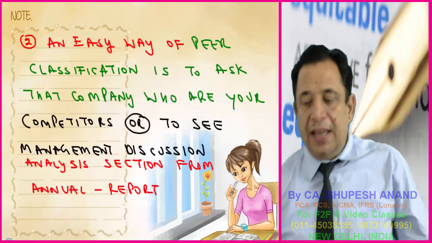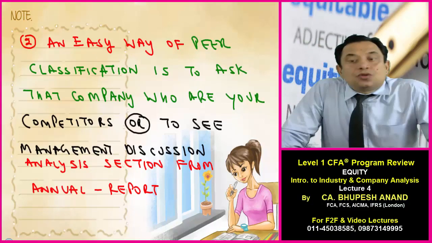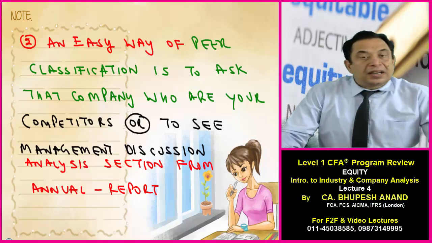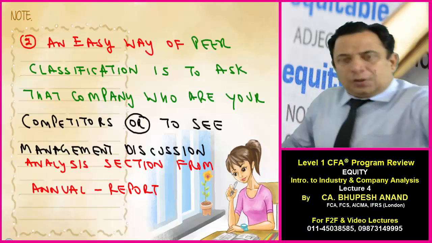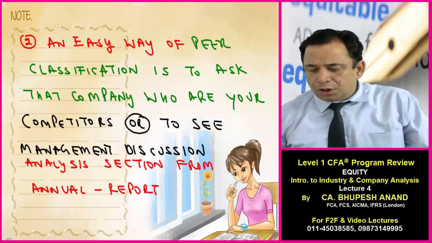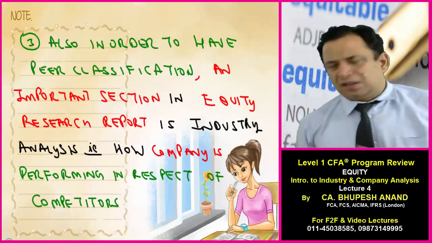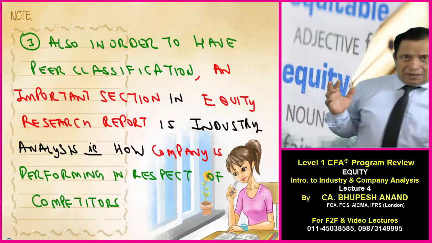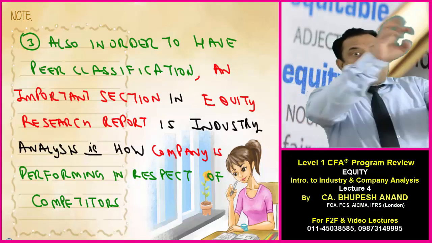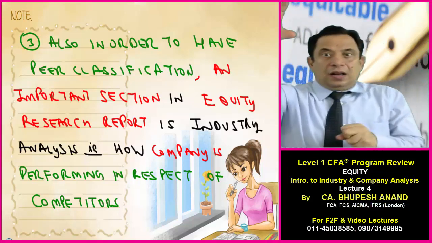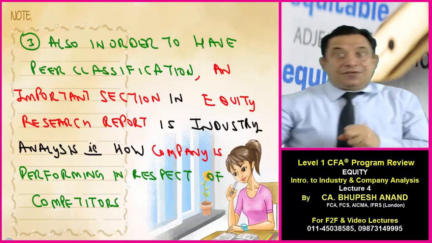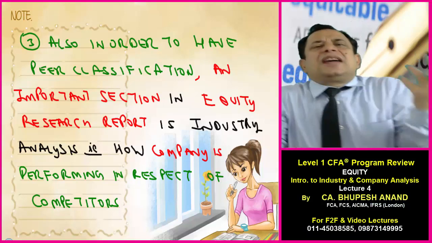Peer groups. An easy way of peer classification is to ask that company, who are your competitors. We can ask the company, or see the management discussion and analysis section from the annual report. So we can easily find out who are the peers. That is not a difficult task. It can be easily calculated. Once we have classified them into peers, then we can compare the benchmark on the basis of industry, and on the basis of that benchmark we can value those peers.